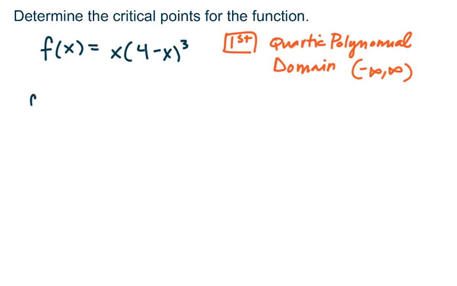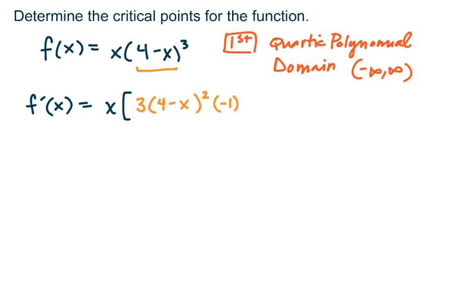So in this case, f prime of x is x. The derivative of my second piece is 3 times 4 minus x squared. And I took the derivative of the outside, but I'm taking the derivative of a composition, which means I need to use my chain rule. So the derivative of the inside is -1, plus 4 minus x quantity cubed times the derivative of the first, and the derivative of x is just 1.